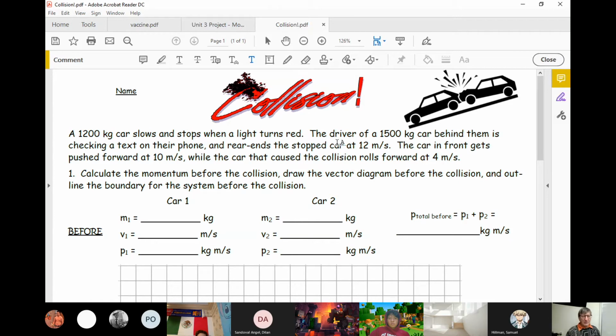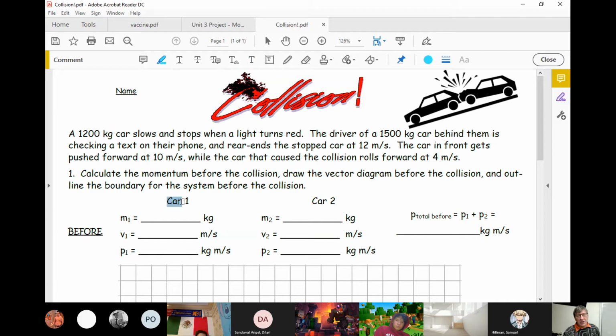So what I want to do first of all, maybe you can figure out all these things yourself. That'd be awesome. You can go ahead and move faster than me if you want. We're going to do the same things we were doing before. We're going to calculate the momentum before the collision, draw the vector diagram, and outline the boundary for the system. But it might help if I do some highlighting on my document.